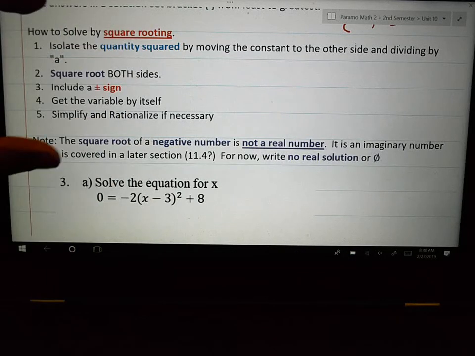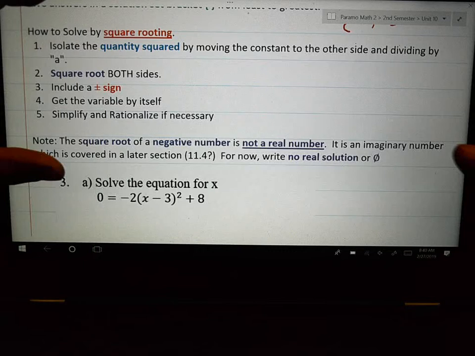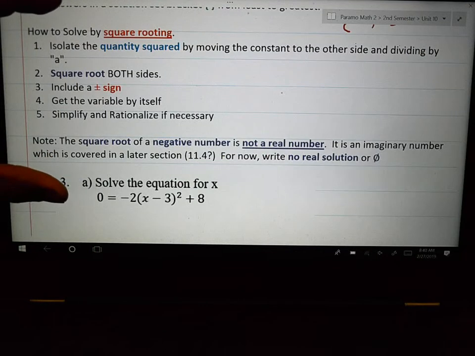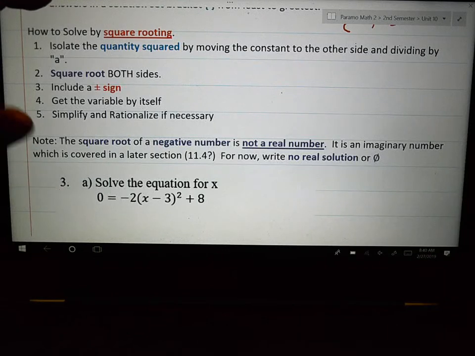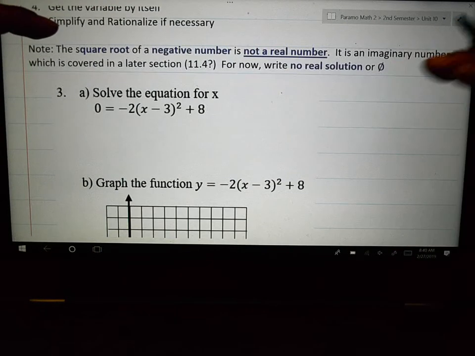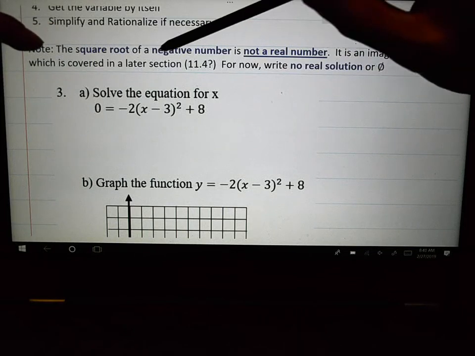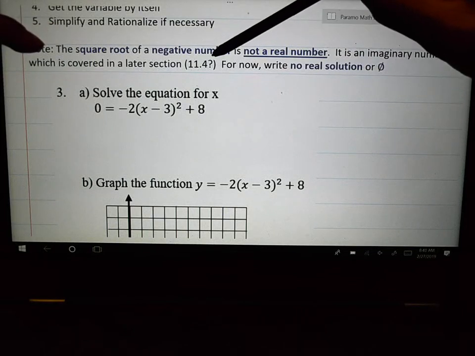So these are the steps. If you are a person who likes to keep their notes out while you do your worksheet, these 5 steps are going to help guide you on how to do most of the problems. The last thing I need to say before we get into examples is this. If you try to square root a negative number, it doesn't work.